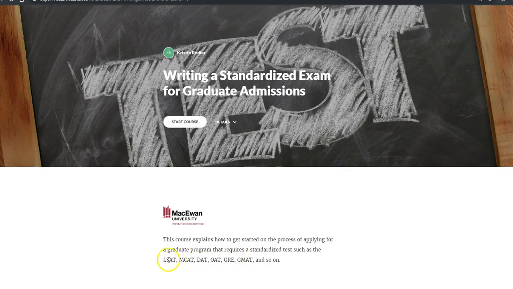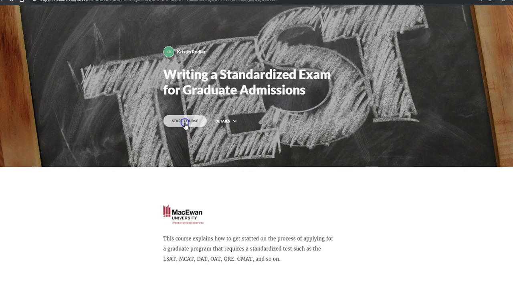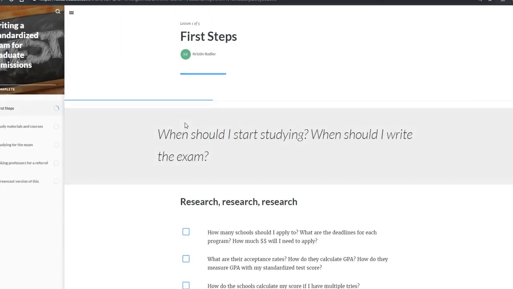So yeah, there are many different exams that you might have to take. There's a list of them right here, and some of them require you to take tests afterwards. Like let's say you take the MCAT and you're accepted to medical school, then they'll ask you to take a CASPER. So there's lots of different standardized exams that you might have to take.